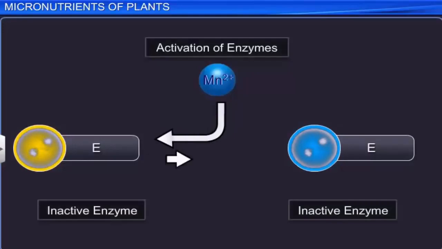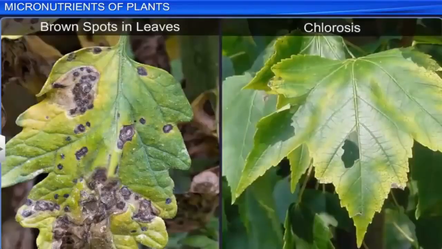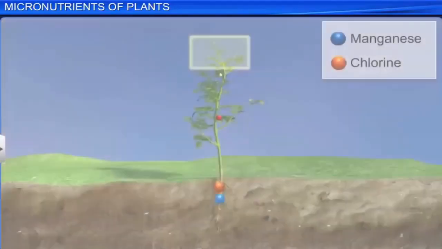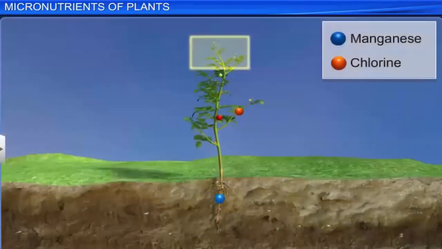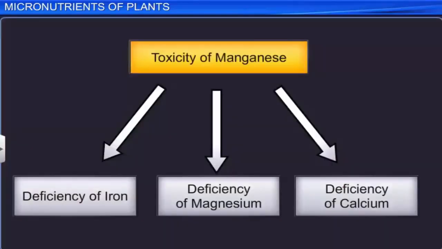The excess manganese also competes with magnesium. Manganese toxicity results in brown spots in leaves and chlorosis. Excess manganese in plants checks the flow of chlorine to the shoot apex. That is why manganese in toxic concentrations leads to deficiency of iron, magnesium, and calcium.